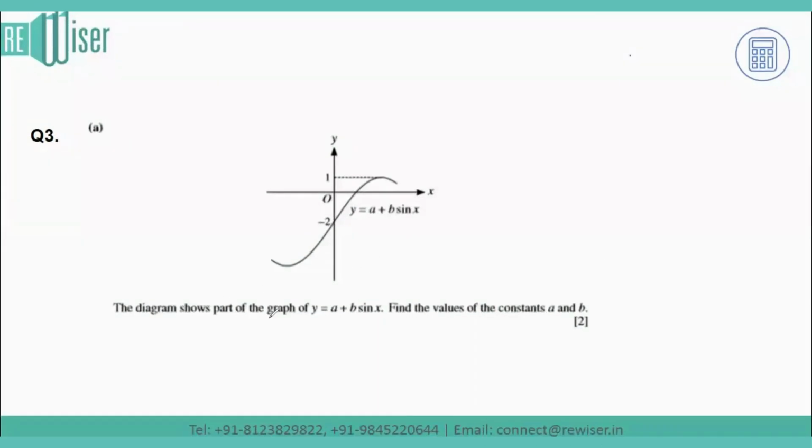Hello students, the diagram shows a part of a graph y is equal to a plus b sine x. We have to find the value of the constants a and b. So to respond to that, we'll first look at this point.